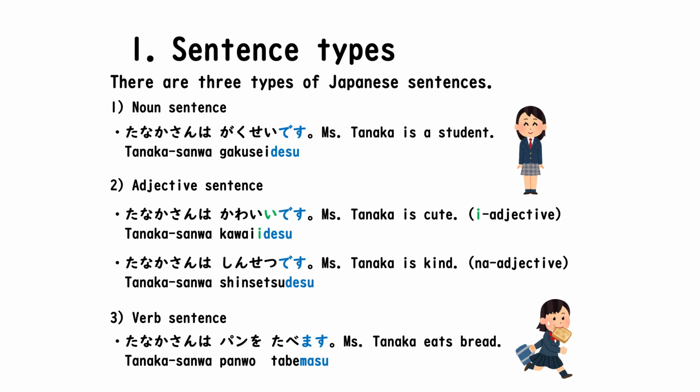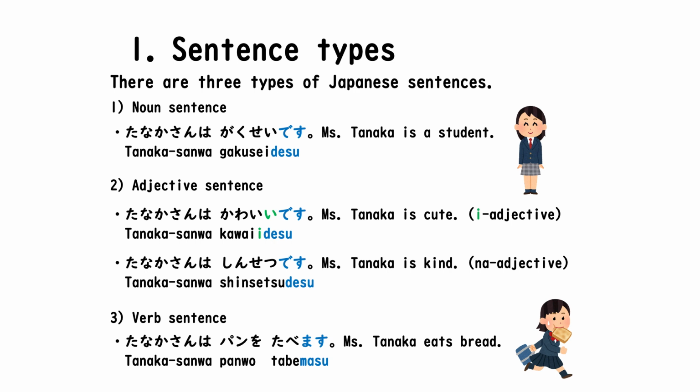In the sentence, 田中さんは学生です means Tanaka is a student. The noun 学生 (student) is the predicate. The end of the noun sentence is です. Next, let's look at adjective sentences.